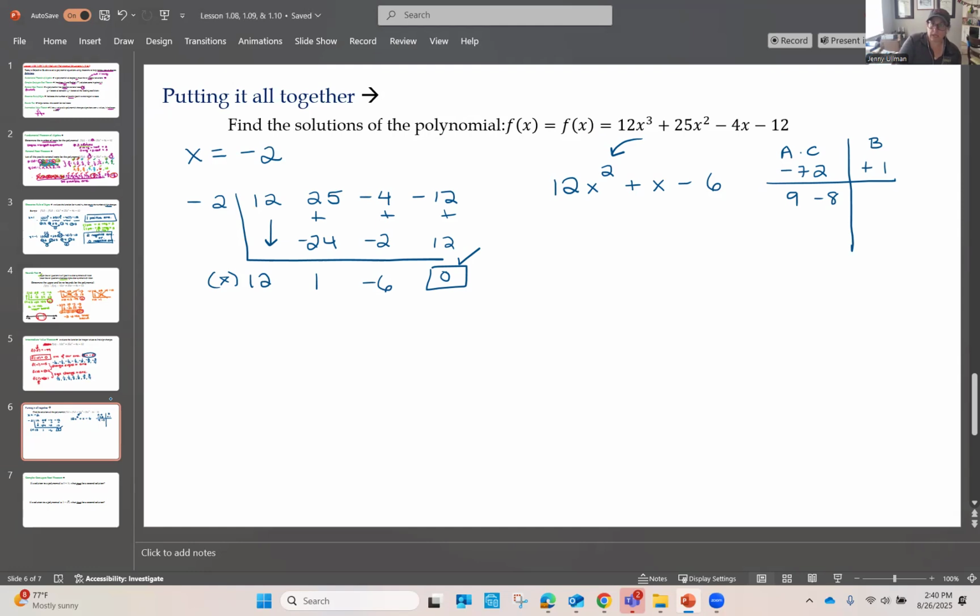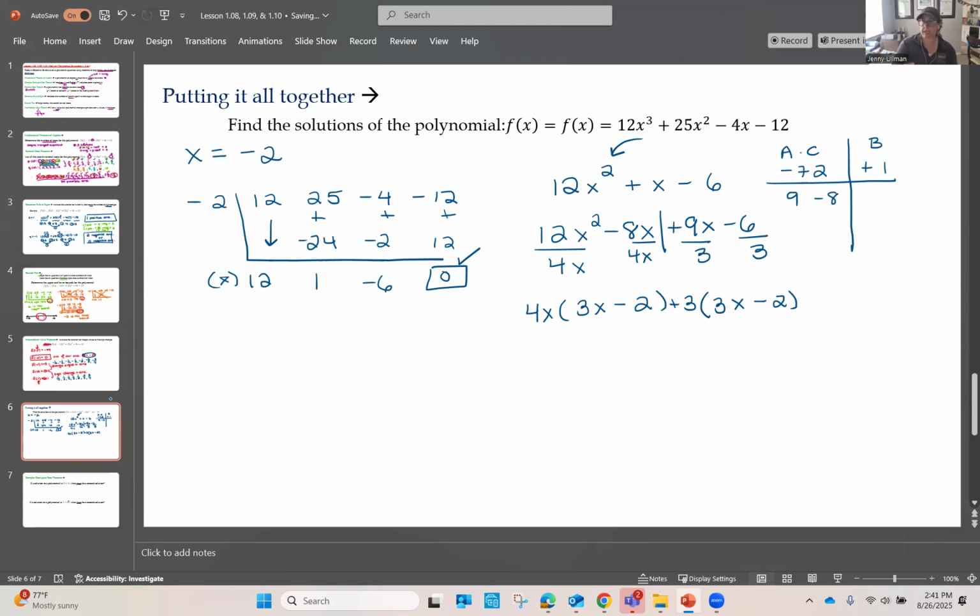Because that will give me positive 1. So I've got 12, and it doesn't matter the order. I like to put the negative number first, but you could have done the other way around. So my GCF here would be 4x, leaving me with 3x minus 2. Over here, my GCF is 3x minus 2. So that tells me I am doing this correctly since the part inside matches.